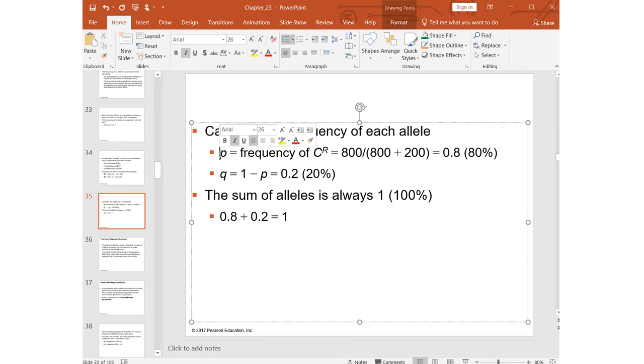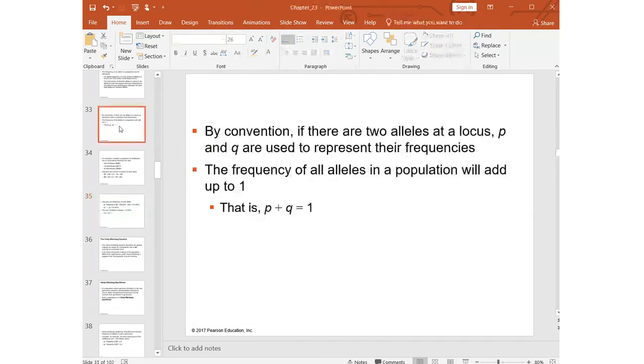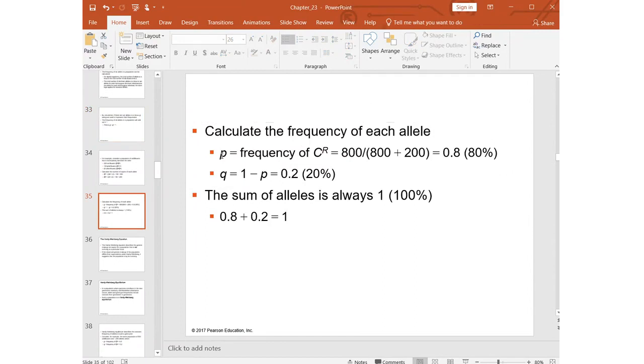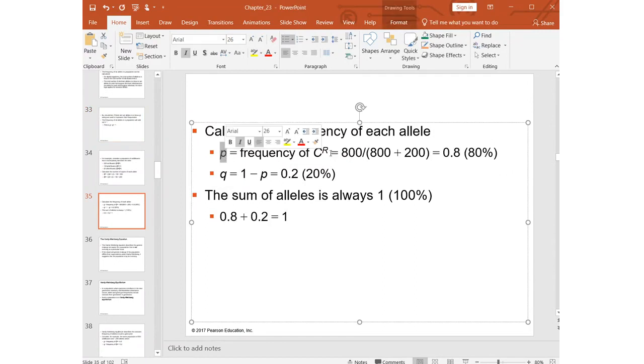remember we have P and Q in the original equation here, slide 33, we've got P and Q. And so, P is going to be, we just chose P to represent the red allele, and then Q to represent the white allele. So the P basically then, is the frequency of the red allele, and that's 800.